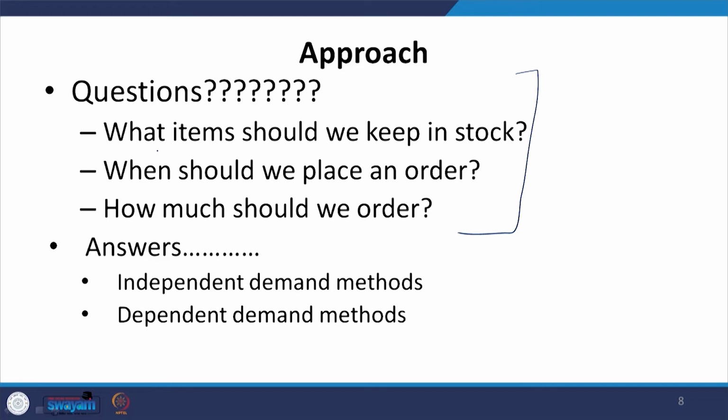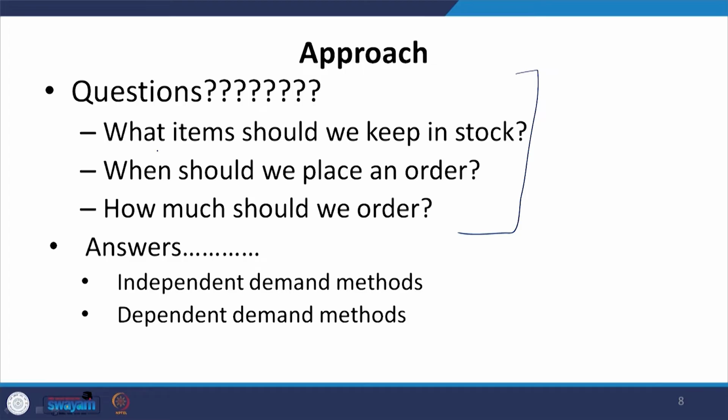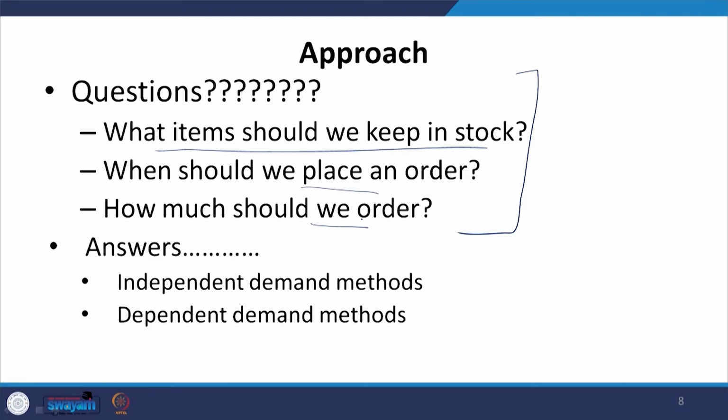Now, after understanding the two bin and one bin systems, there are other important issues which we need to answer in case of inventory management. There are questions which keep coming and we have time and again answered these. What items should we keep in stock? All items may not be necessary to keep in stock because it takes some kind of space in your warehouses. So, which items are more critical, you will like to stock only those items. When should we place an order, how much we should order, these are the different questions and their answers will come from these different kinds of issues.